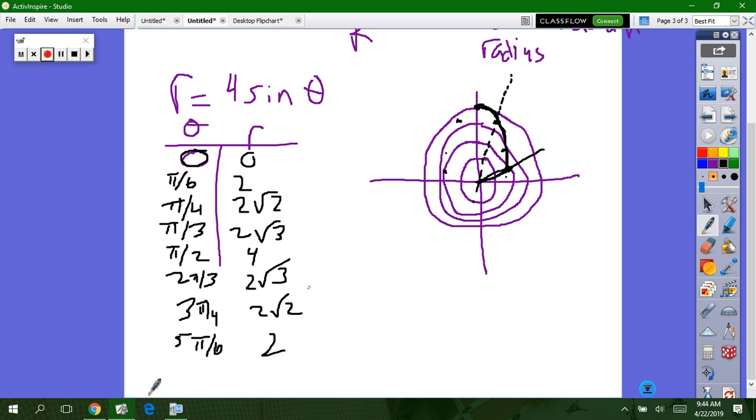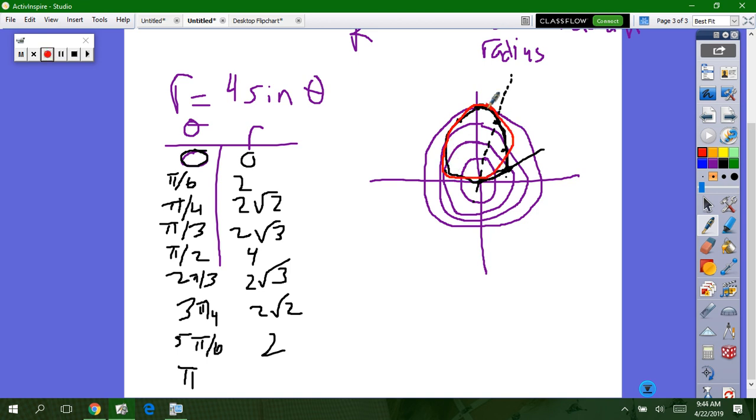Okay, and then I'm going to do pi. Sine of pi is 0. 0 times 4 is that. So on this line, I'm at 0 again. Now that's not very pretty, but guess what that is? It's a circle.